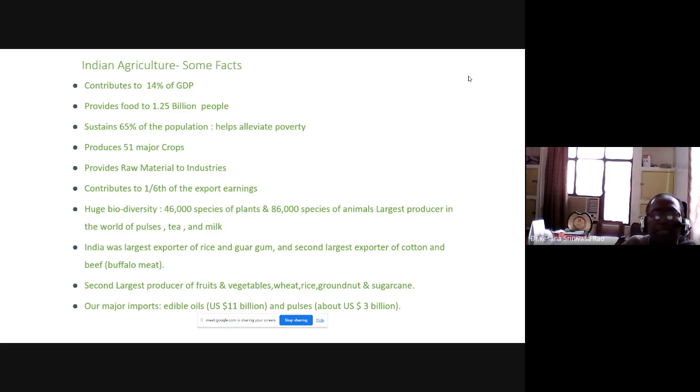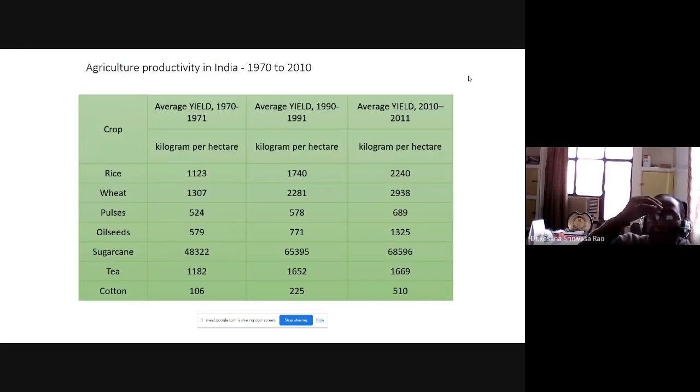India was the largest exporter of rice and gum, and second largest exporter of cotton and beef. Second largest producer of fruits and vegetables, wheat, rice, groundnut and sugarcane, and our major imports are edible oils and pulses. These are some of the major facts which we can see in the recent past data, which reveals where India stands.